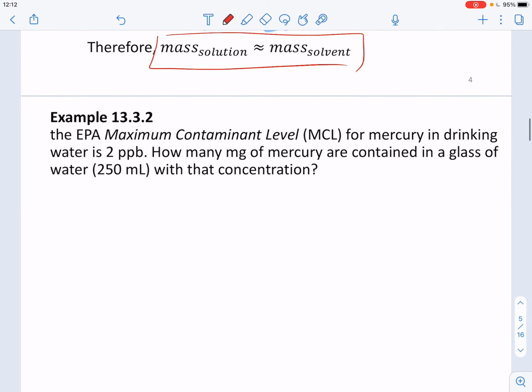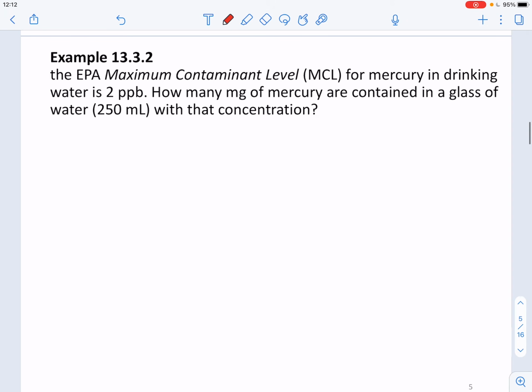So let's see that in a problem. The EPA maximum contaminant level for mercury in drinking water is 2 ppb. We want to know how many milligrams of mercury are contained in a glass of water, assuming that the glass of water is 250 milliliters at that concentration. So you have a glass of water, 250 milliliters, at 2 ppb concentration. How much mercury is contained in that glass of water?